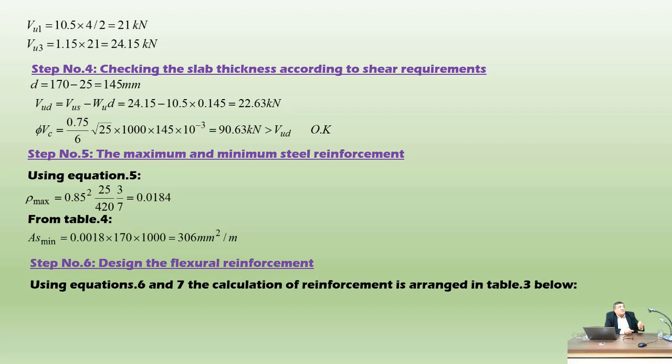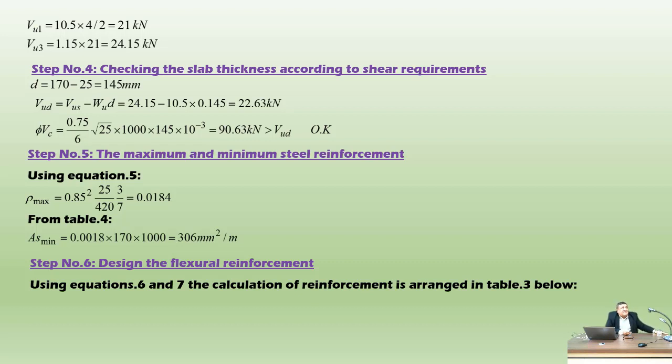VU3, which is the critical shear at the exterior face of the first interior support, equals 1.15 times 21 and equals 24.15 kilonewton. Step number 4, checking the slab thickness according to shear requirements. The effective depth d equals h minus 25 and equals 145 millimeter.